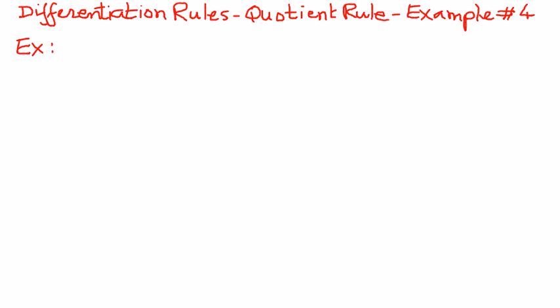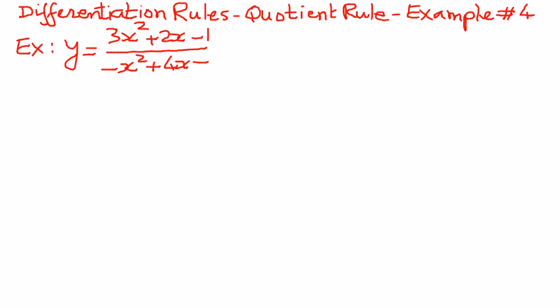In this example, the function is given to us as 3x to the power of 2 plus 2x minus 1, this whole thing divided by minus x to the power of 2 plus 4x plus 1, and we want to find the derivative of this function with respect to x. We want to find the dy by dx of this function.